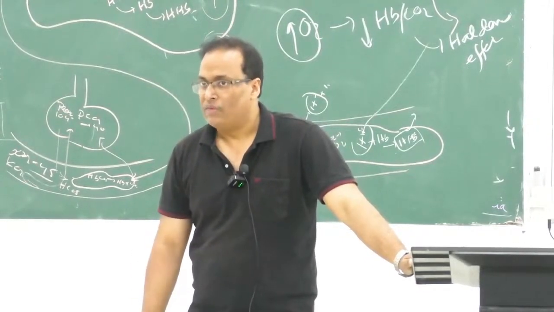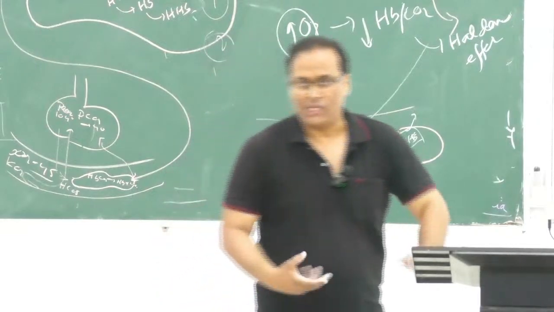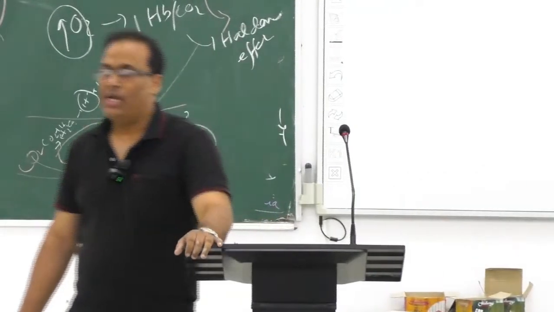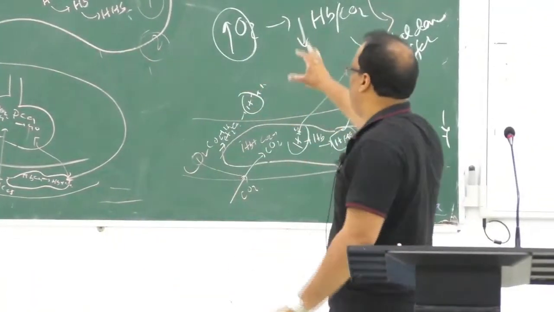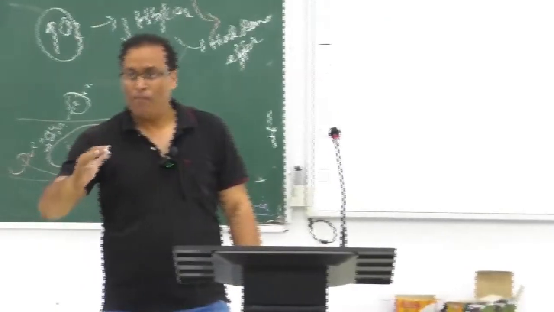Already I told you there are 4 functions of hemoglobin: oxygen transport, carbon dioxide transport, acting as a buffer, as well as carrying nitric oxide. So in this way, bicarbonate is formed and then goes out by the anion exchanger in exchange for chloride, that is called the chloride shift. This is happening at the level of the tissue.